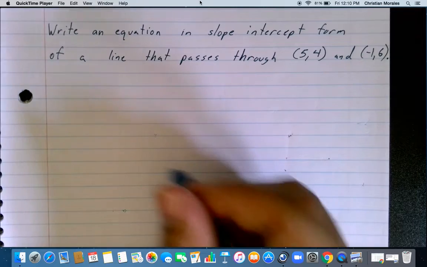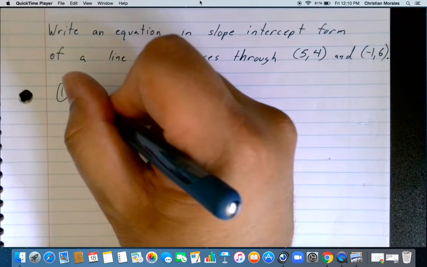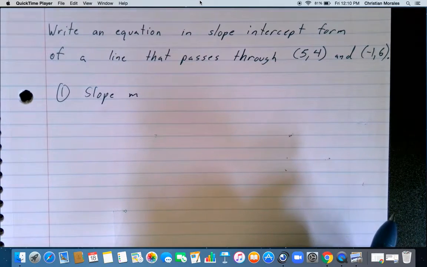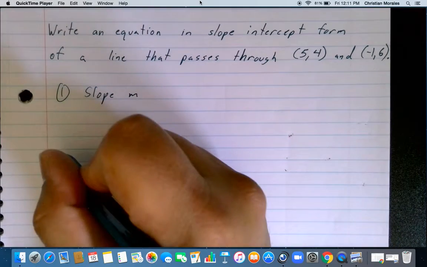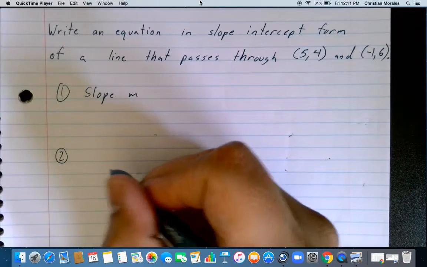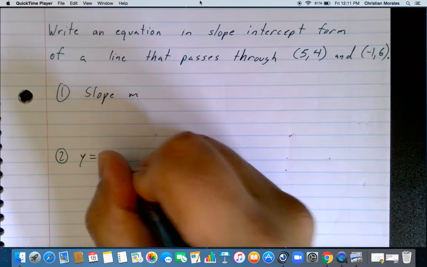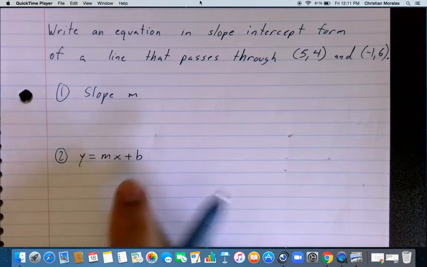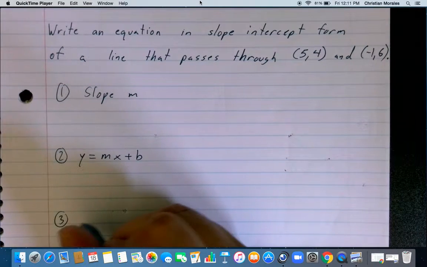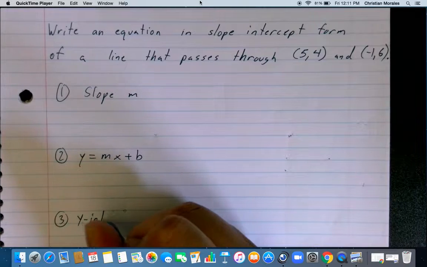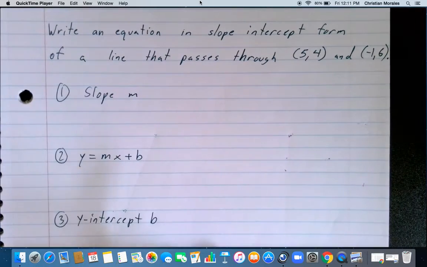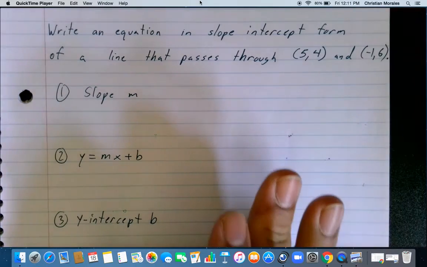Okay, so step number 1, we're going to find slope. We're going to find m. Step number 2 is we're going to then use y equals mx plus b. We're going to plug in numbers that we have for mx plus b. Then once we have that, step number 3, we're going to solve for the y-intercept. We're going to solve for b. So these are the 3 steps to write it without a graph, okay?